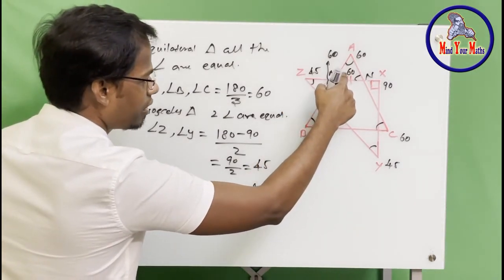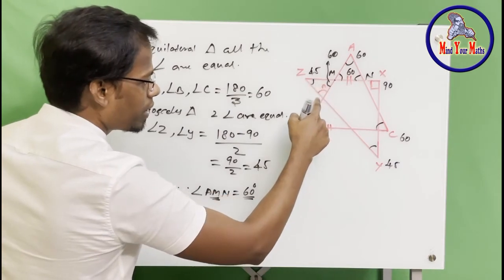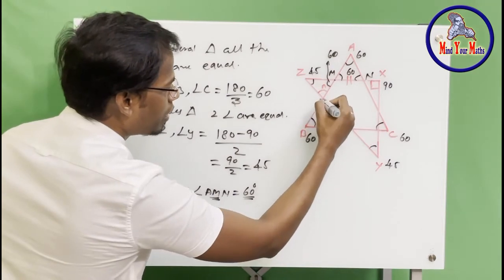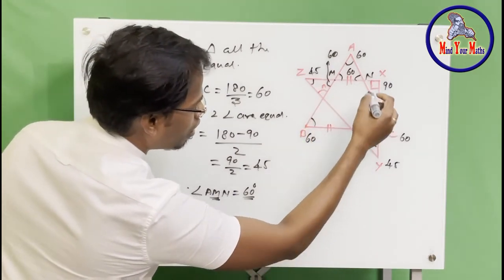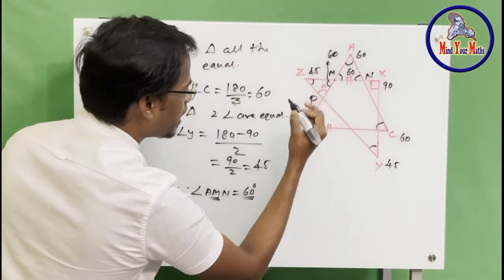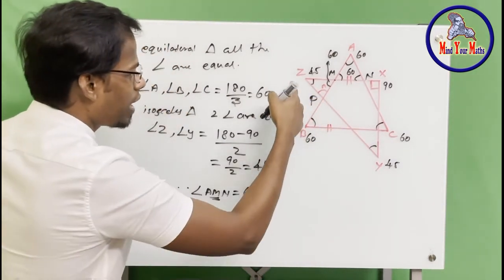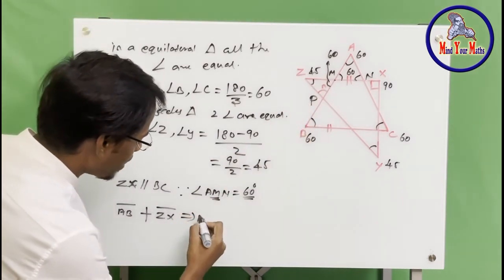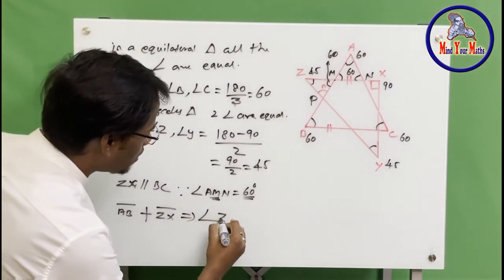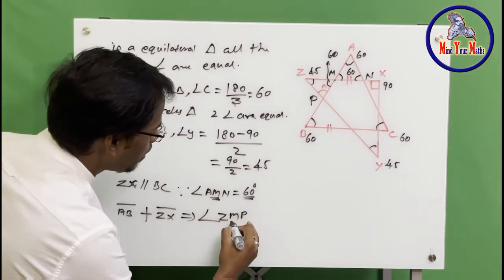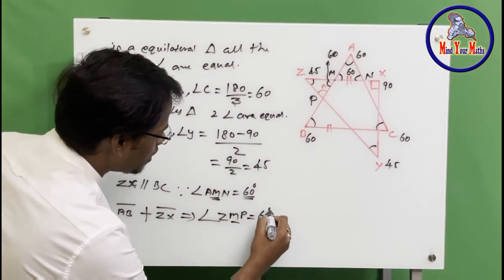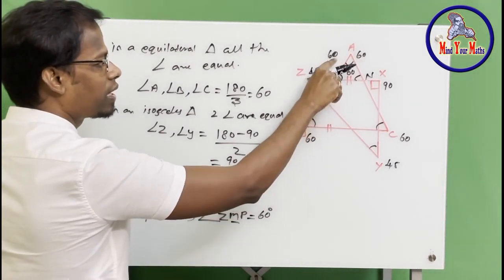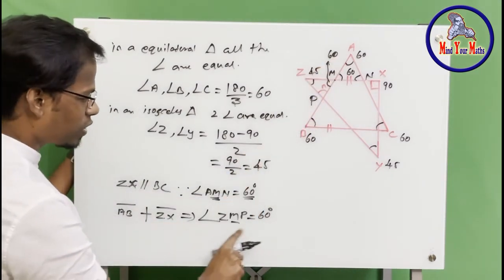This angle is 60, so this one is also 60, but because we haven't given any name here, let's give some name here. P is not used yet, right? So let's give P. That will form angle ZMP as 60 as well, right? That will form angle ZMP equals 60 degrees. So we have just marked this angle as 60, which is what we have just explained here.